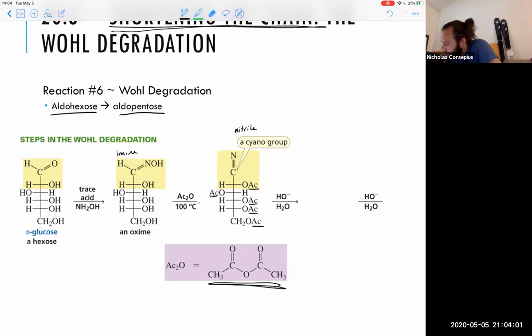All right. If we treat it with a basic solution, that's how you're going to remove all those acetate groups. Basically, all those Acs are now being replaced with hydrogens. Awesome.